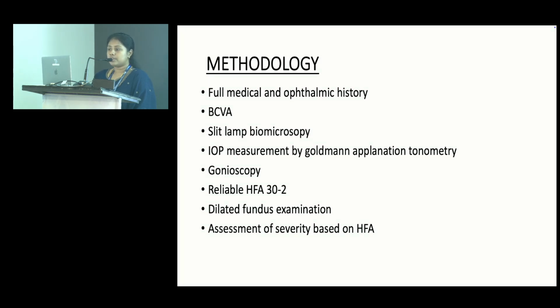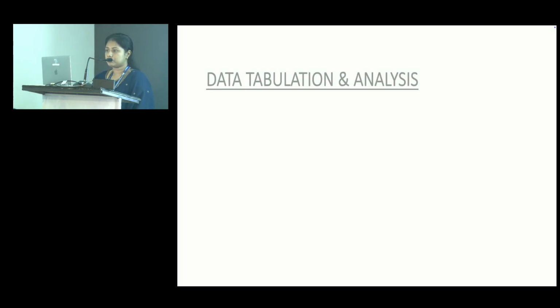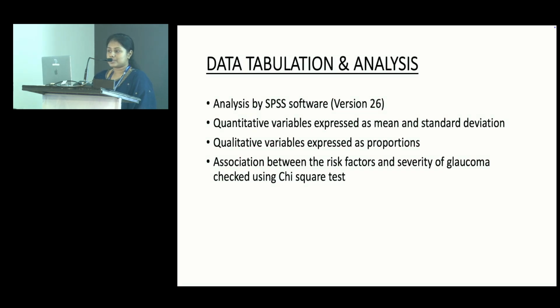Methodology: full medical and ophthalmic history is taken, best corrected visual acuity is done, slit lamp examination done to find out any anterior segment pathologies, intraocular pressure was measured by applanation tonometry, gonioscopy was done to grade the angles, reliable field was taken, dilated fundus examination was done, then assessment was made based on the HFA findings. Then the data was analyzed by SPSS software, quantitative variables expressed as mean and standard deviation, qualitative variables expressed as proportions, and association was done through chi-square test.